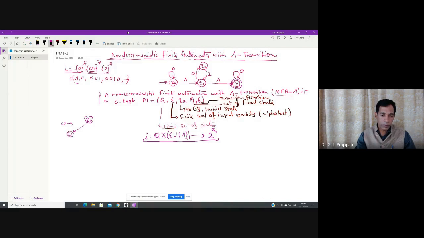This is one possibility. When the machine is at q0, and since you have the null transition here, without consuming any input, the machine can also reach q1. So once the machine halts at q0, then it can also move to q1. The machine can go to q1 also.